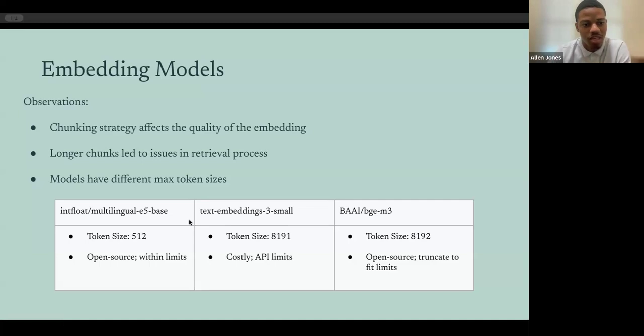And then different models have different token sizes. For example, the E5 base had a token size of 512. The embeddings 3 small had a token size of 8191. And then the BGE M3 had a token size of 8192. And we went with the E5 base simply because one, it was open source, and two, it was multilingual. And we want our chatbot to be able to work with different languages in the future.